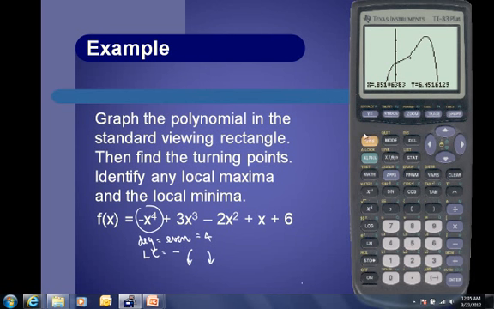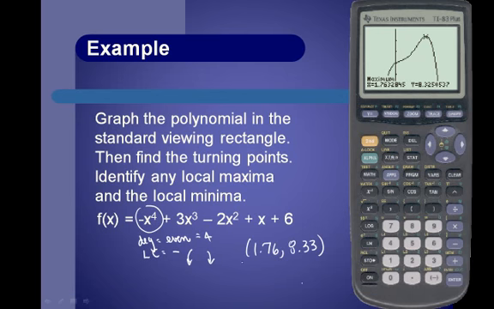So we're going to go through and say second calculate, or second trace, which is calculate. Number 4 is the maximum. I can go ahead and press enter right here for the first value. Then the second value, we've got to make sure we're on the right side of the highest point, and then we don't have to guess. So that maximum would be 1.76 and 8.33. Okay, again, this is our turning point, which is actually an ordered pair.